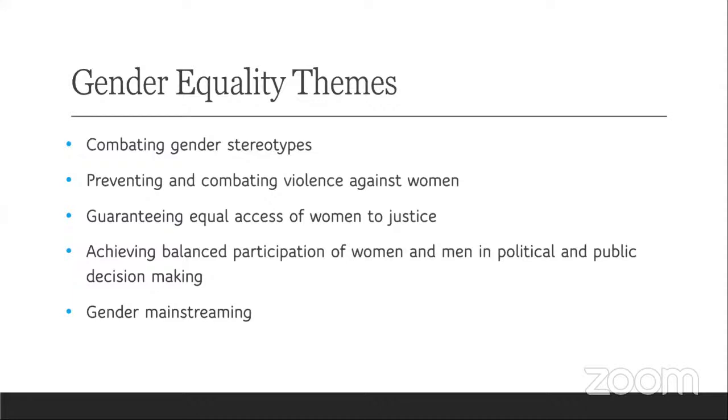Persisting inequalities between women and men, gender bias, and stereotypes also result in unequal access of women and men to justice. Then achieving balanced participation of women and men in political and public decision making. The balanced participation of women and men in political and public decision making is a condition for justice and democracy. Then the last theme is gender mainstreaming. Gender mainstreaming is an approach to policy making that takes into account both women and men's interests and concerns aimed at designing better policies. Thank you. I would like to hand over to Samruddhi now.